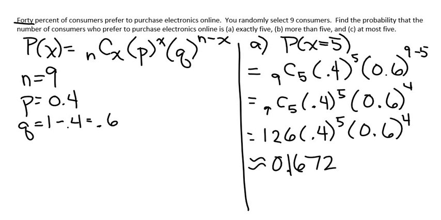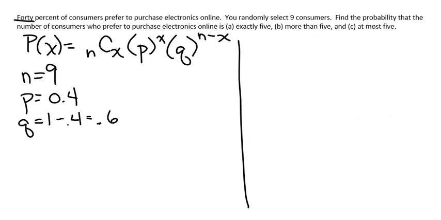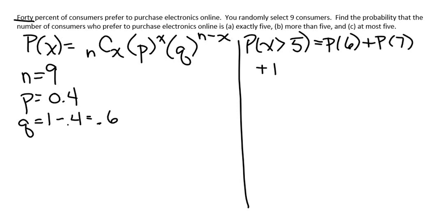Now let's move on to part B, more than 5. If we want to look for the probability that x is more than 5, we're going to have to calculate individual probabilities for 6, 7, 8, and 9, and then add them up. So we want to find the probability for 6, 7, 8, and 9, and we will add these up.